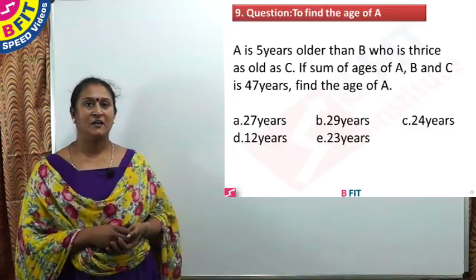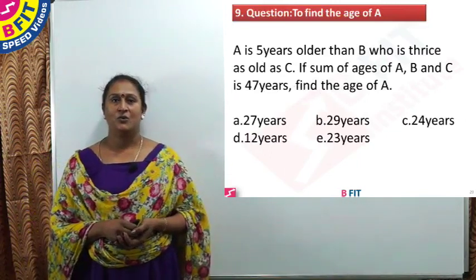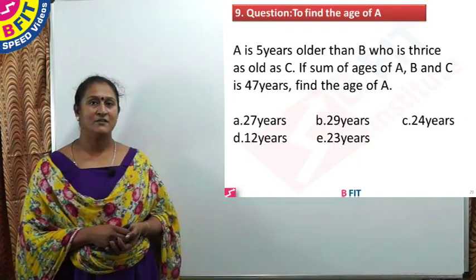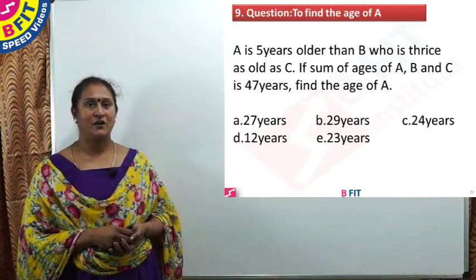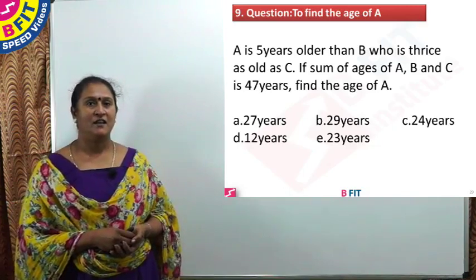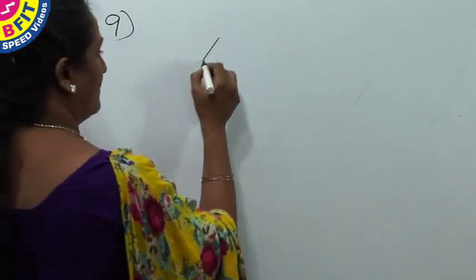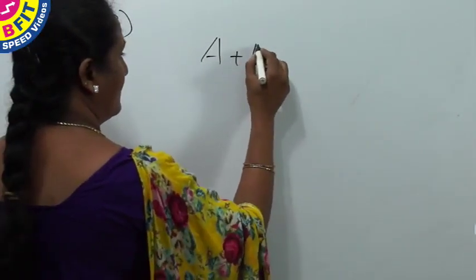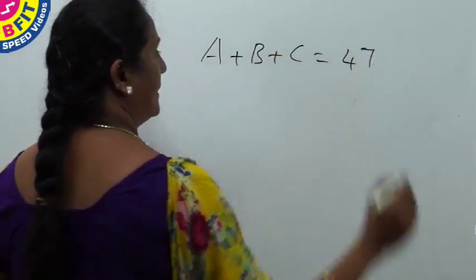So question number 9. A is 5 years older than B, who is thrice as old as C. If the sum of ages of A, B and C is 47 years, find the age of A. So the sum of ages of A, B and C is given as 47. Say A's age, B's age and C's age together is equal to 47.